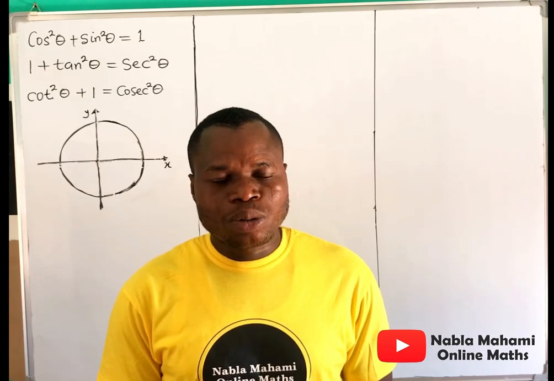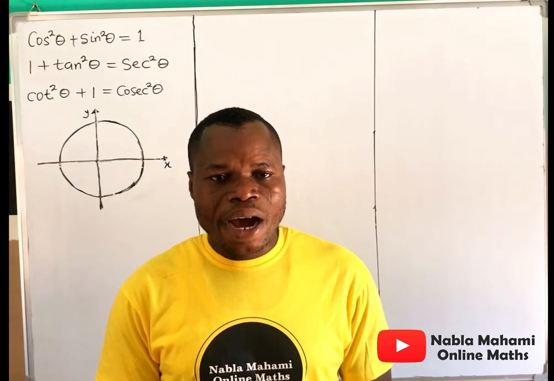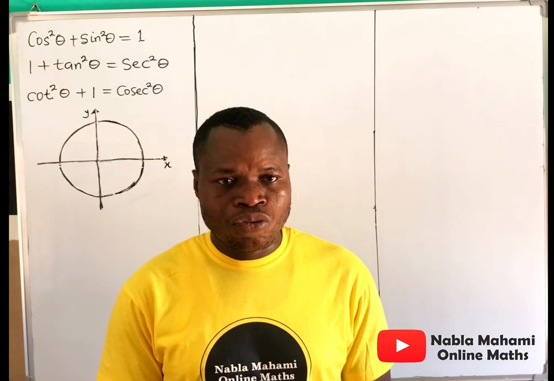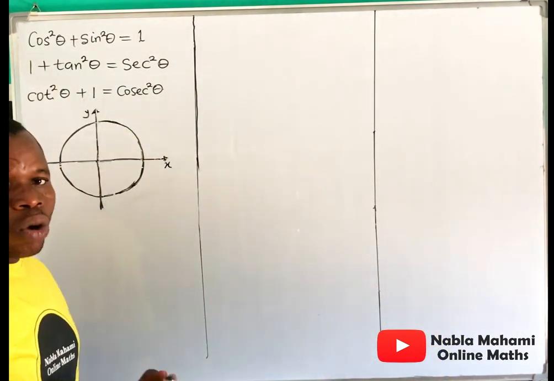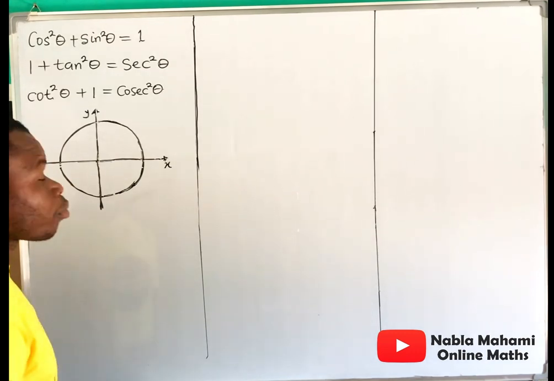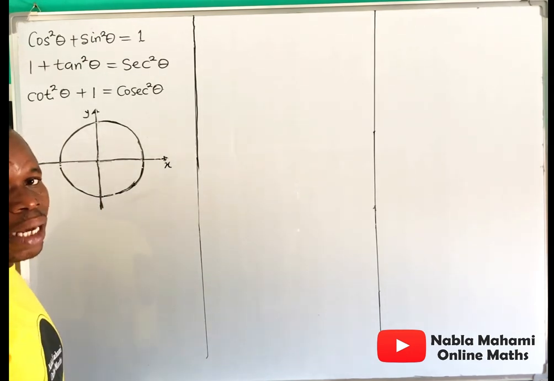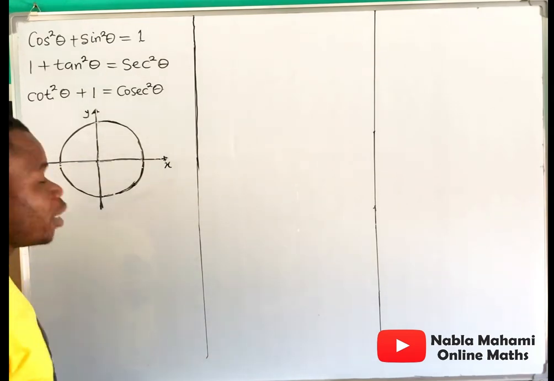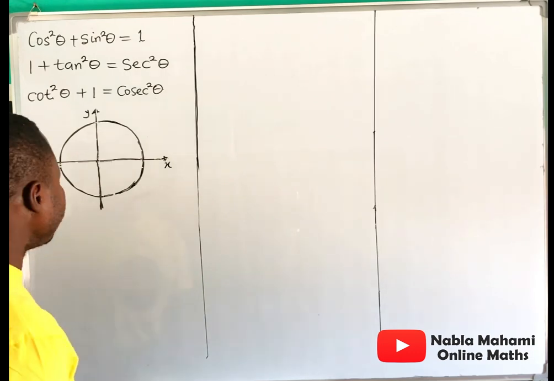Today, we are going to learn how to prove trigonometry identities. And I have 3 trigonometry identities on the board for us to prove. The first identity is cos square theta plus sin square theta is equal to 1. Then the second identity is 1 plus tan square theta is equal to sec square theta. Then the third identity is cot square theta plus 1 is equal to cosec square theta.